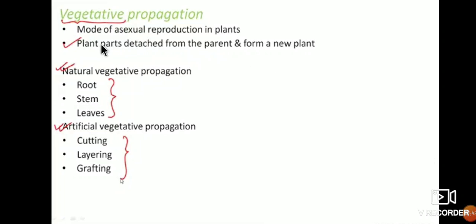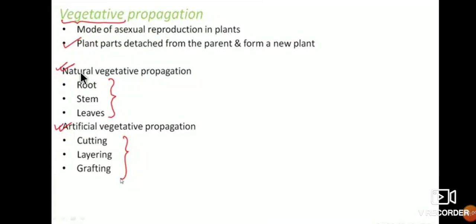Okay. So first one, vegetative propagation. What do we mean by vegetative propagation? In this mode of asexual reproduction in plants, a plant part detaches from the parent plant and grows into a new plant. That method is called vegetative propagation.